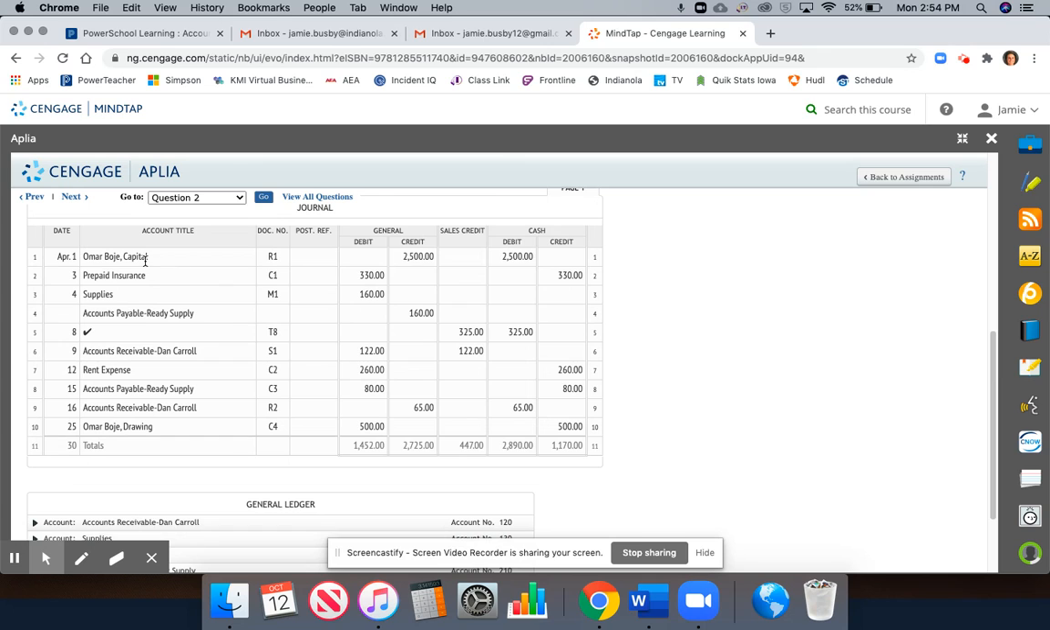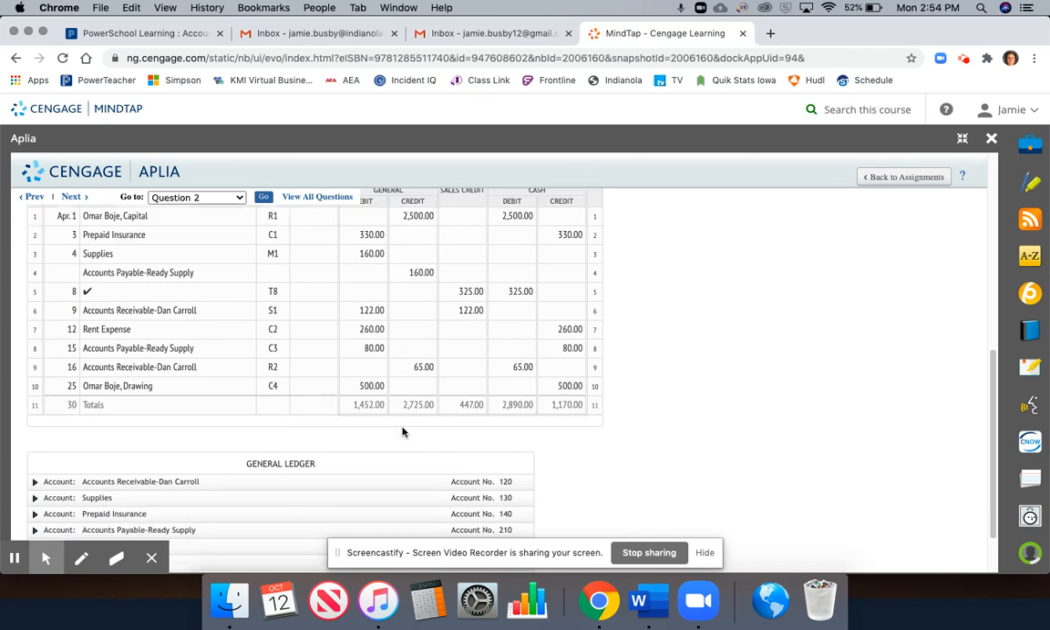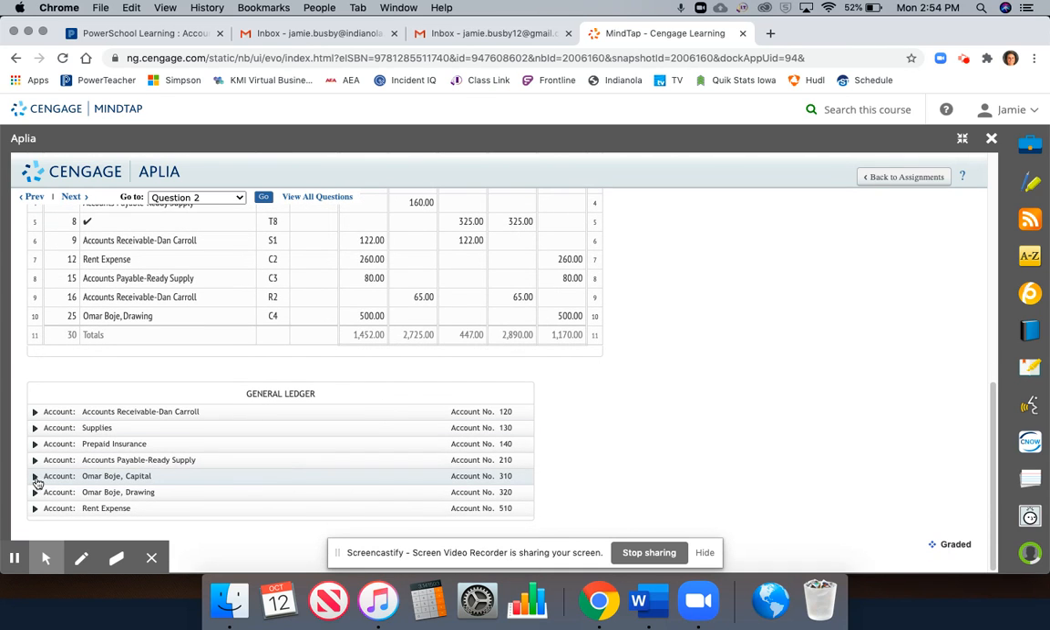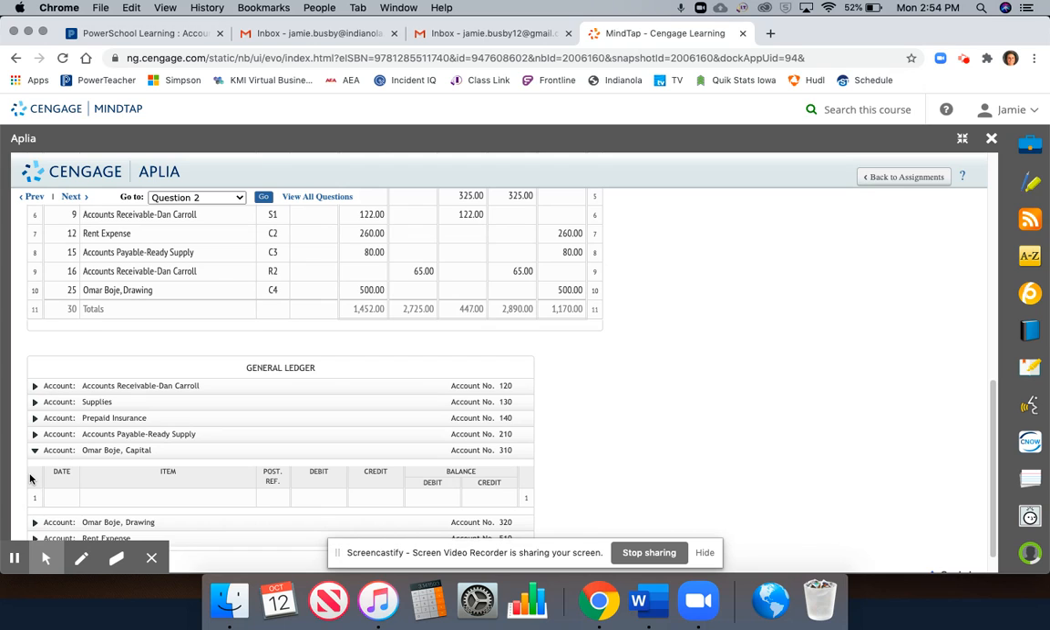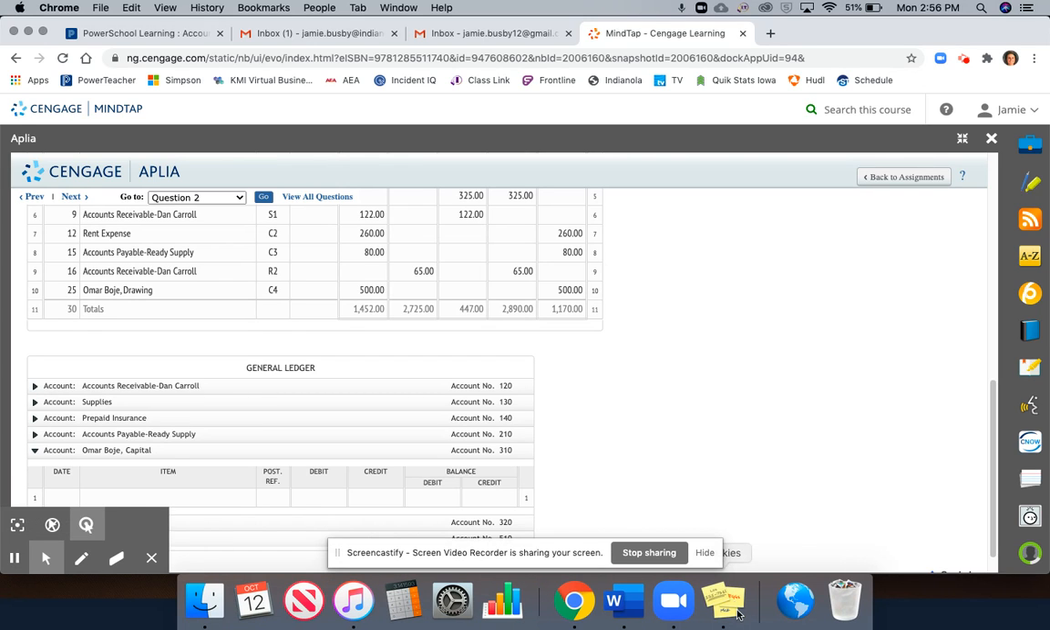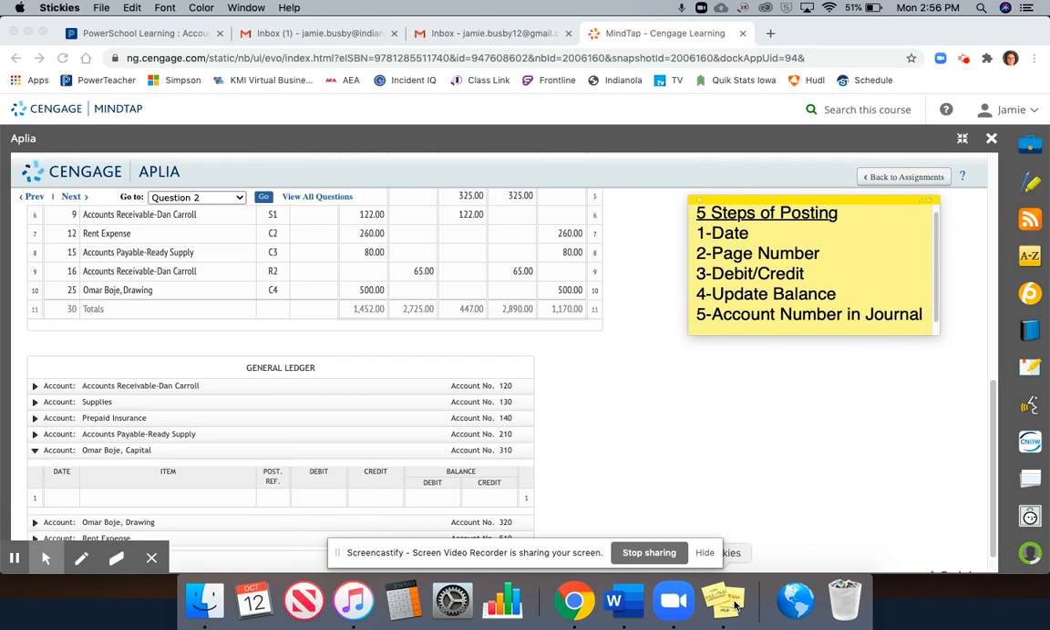So the first account that we're going to post to is Omar Bohi Capital. Remember, we're only posting right now the numbers that are in the general column. The first one, Omar Bohi Capital, a credit of $2,500. So we're going to come down here to our general ledger and walk through those 5 steps. Our 5 steps of posting: starting with the date, then the page number, the debit or the credit, then we update the balance, and then finally put the account number in the journal.